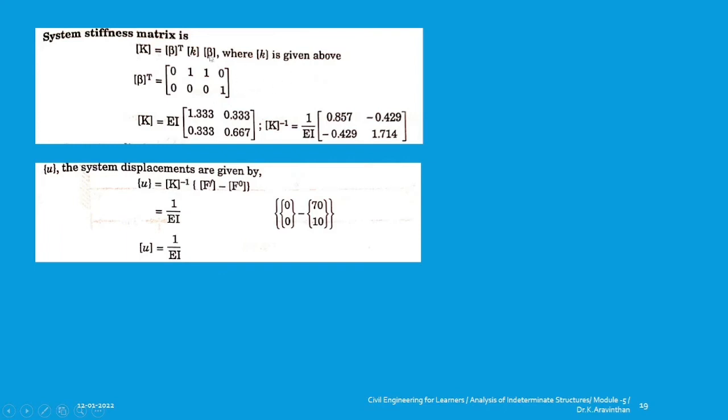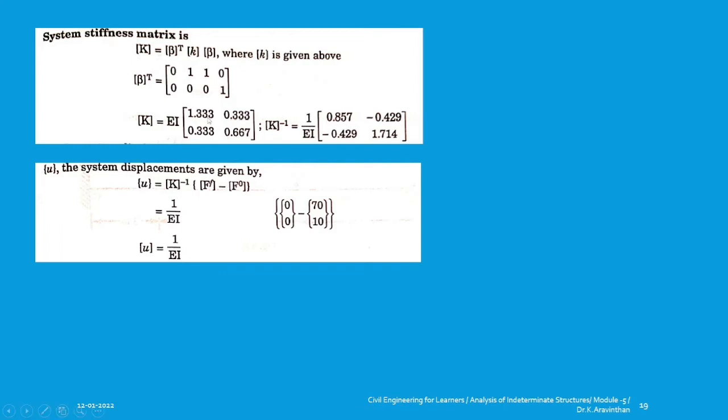If you have done that, you will be getting the answer of this component. Now how to find the k inverse? The inverse of the matrix is: interchange the positions of 0.67 and 1.33, and change the sign of this component to minus. Now you have to find the determinant, so 1 by determinant. What is the determinant?